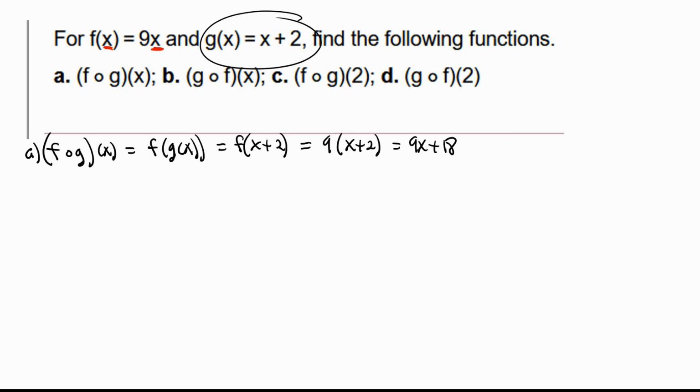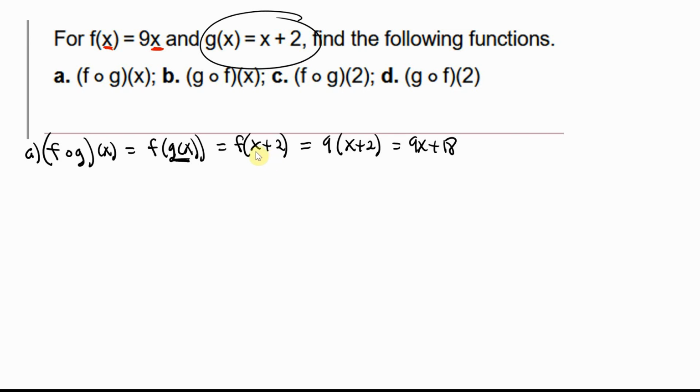So again, f composed with g of x, by definition, is f of g of x. That's what that means. It's that inside of the function f is this function g. There's a function inside of a function. So all I've done here was to replace g of x with what was given. G of x is x plus 2. This is f of x plus 2.